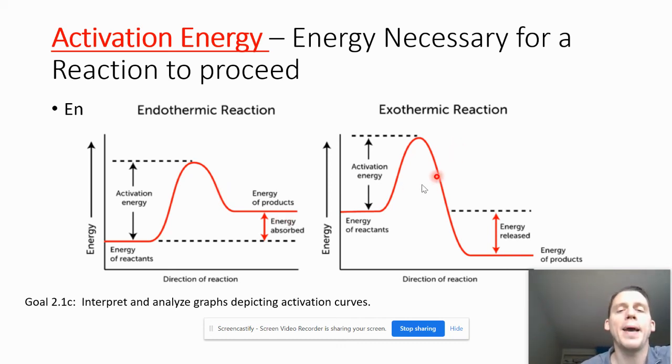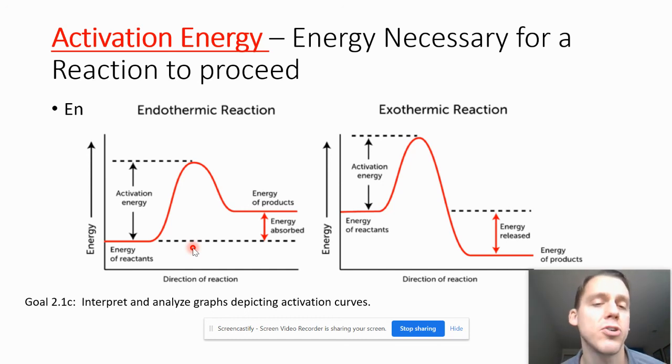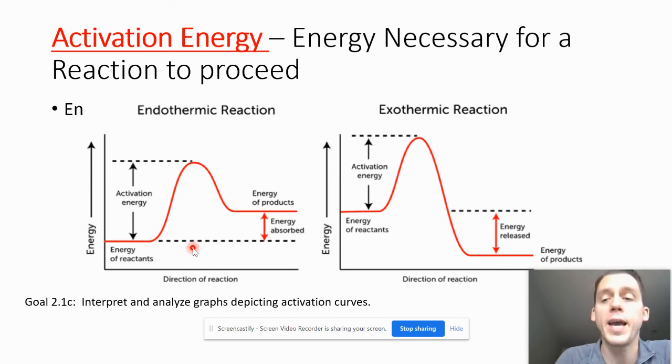And notice that it doesn't matter what type of reaction it is, endo or exo, we still have to go over that hill. This hill is activation energy, as you see here, from the beginning to the very top of the hill represents activation energy. And activation energy is the energy that you've got to overcome in order to get that reaction started.